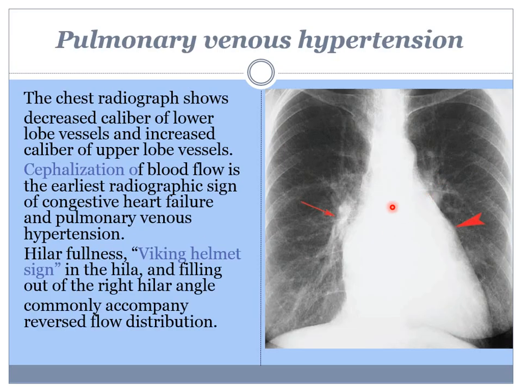Pulmonary venous hypertension. The chest radiograph normally shows that the caliber of vessels is larger in the lower lobe than in the upper lobe by a 3 to 2 ratio. If we have pulmonary venous hypertension, this will be reversed, with increased caliber of the upper lobe. Cephalization of blood flow is the earliest radiographic change of congestive heart failure and pulmonary venous hypertension. Also, we have hilar filling, that's called the Vikingsson-Hellman sign. It's caused by enlargement of the superior pulmonary vein, located between the upper lobe artery and the interlobar artery.